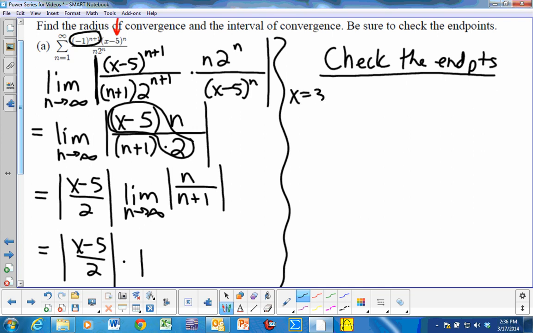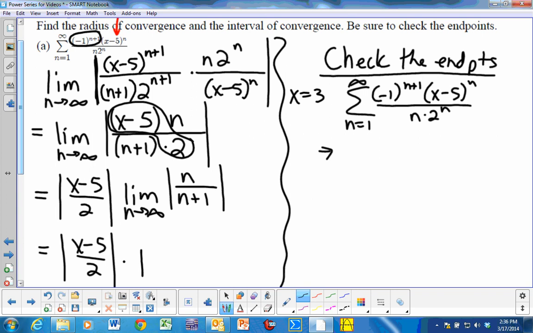So let's check x equals 3. I'm going to go back to my original problem over here, the sum from n equals 1 to infinity of negative 1 to the n plus 1, times x minus 5 to the n over n times 2 to the n. And I'm plugging in 3. Okay, so I'm going to put 3 in.